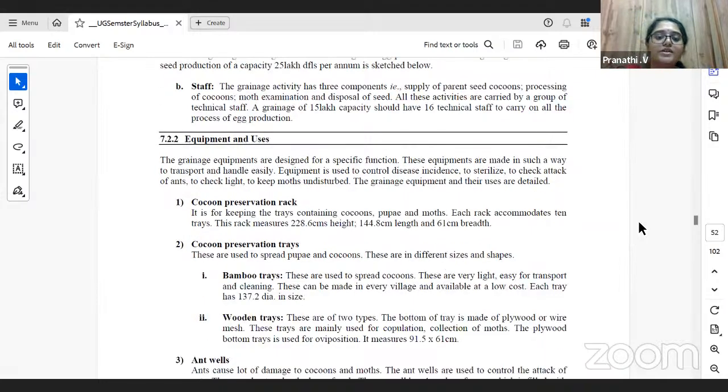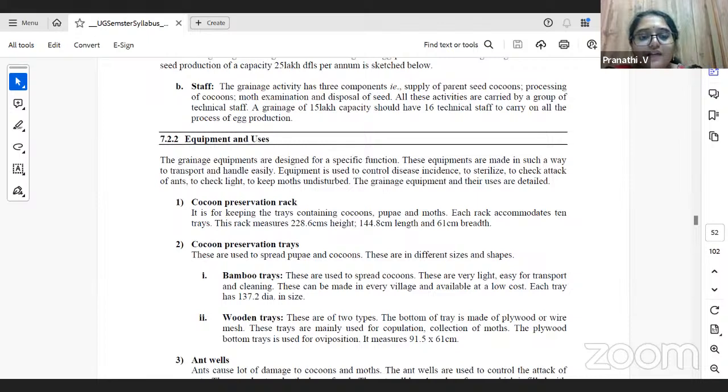So you need a cocoon preservation rack wherein you're going to have trays containing cocoons, pupae and the moths. Each rack should have around 10 trays as such, and they have given you the height and the length and the width of the rack, how it should be. Cocoon preservation trays, again you need separate trays to spread the pupae and the cocoons. Again, they are of different sizes and shapes.